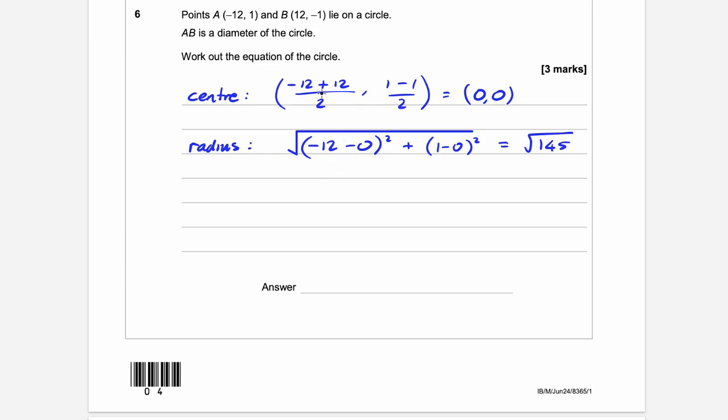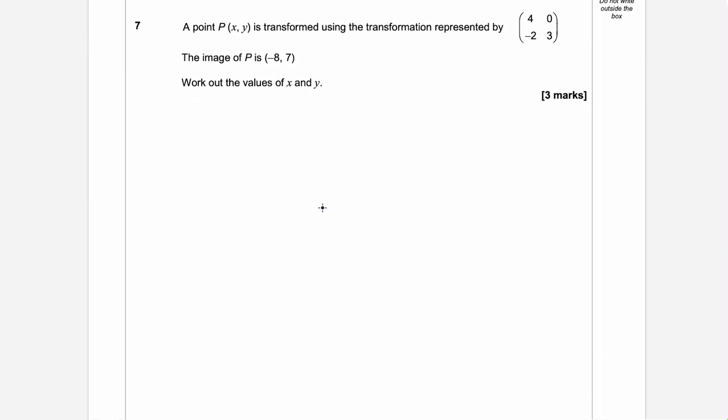The equation of the circle is therefore x squared plus y squared equals 145, because it equals r squared. x squared plus y squared, because the center is 0, 0, so normally it would be x minus this plus y minus this, but obviously minus 0 is just itself, so that's the answer. Okay, question 7.